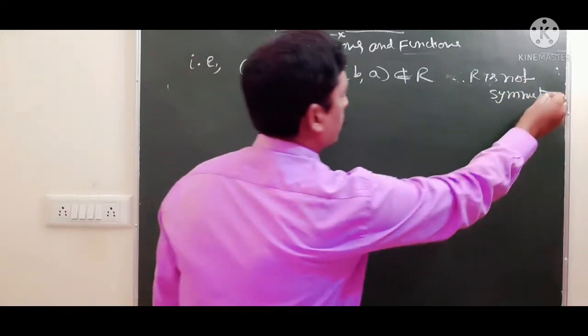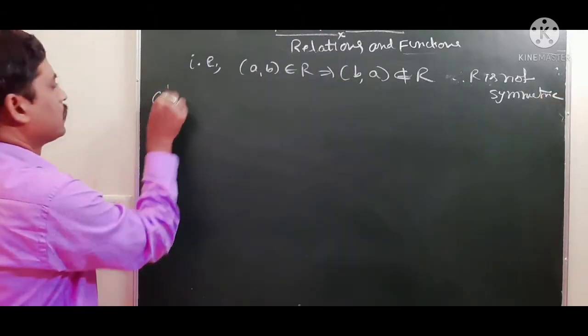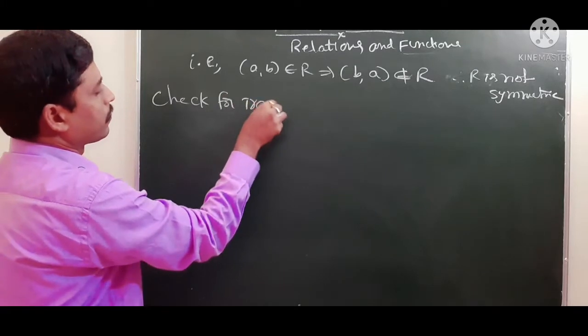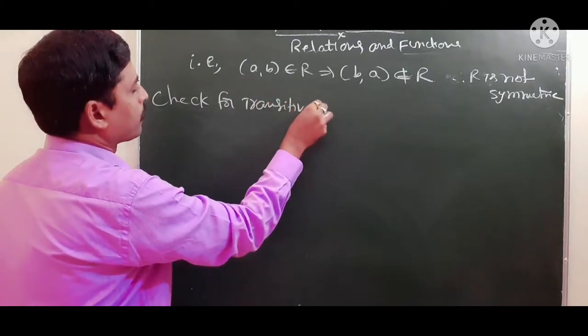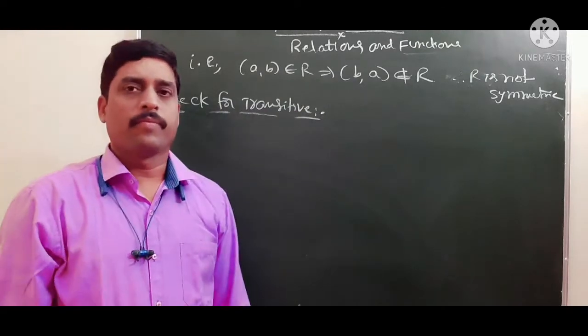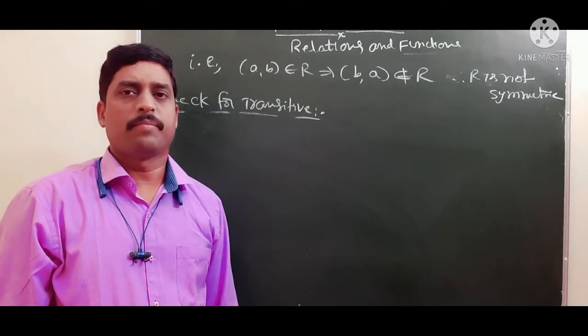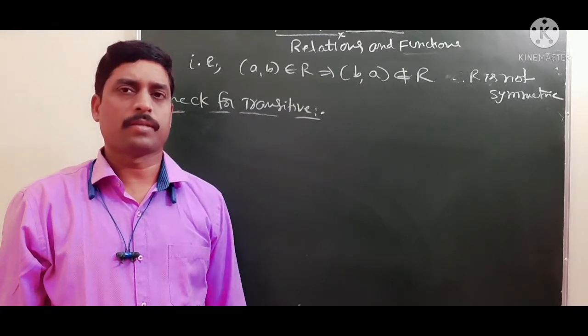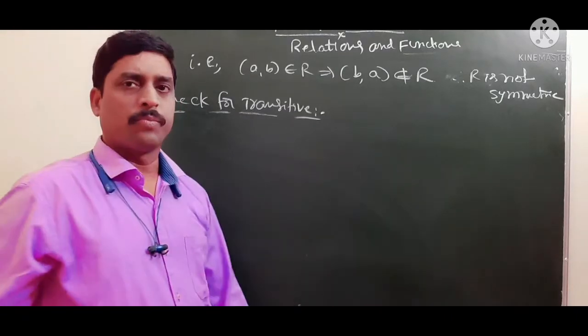Now I am going to explain the transitive property. Check for transitive. What is the transitive property? If (a, b) belongs to R and (b, c) belongs to R, that implies (a, c) also belongs to R. That is the transitive property.